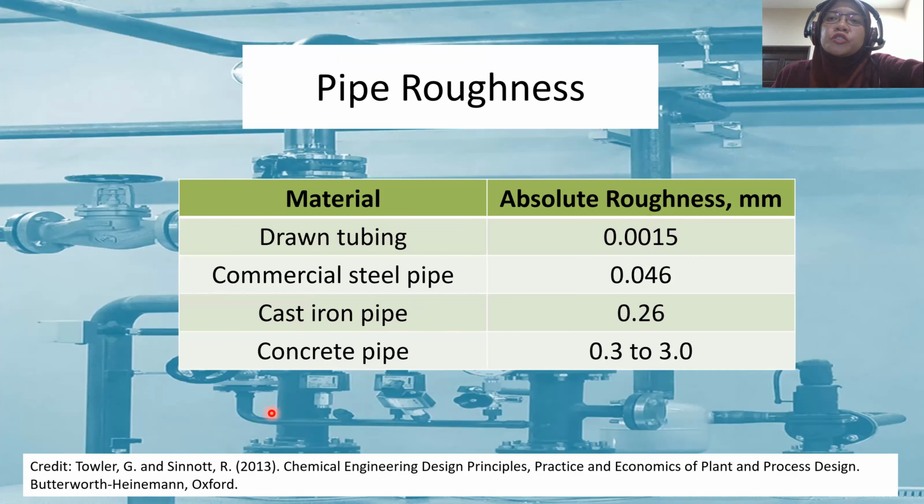This table shows a shortlist of materials for pipe roughness, absolute roughness actually. It is just a short list from this textbook, Towler and Sinnott, Chemical Engineering Design Principles. If you would like to know more details on the pipe roughness for other materials, you may refer to other handbooks, such as Perry's handbook.